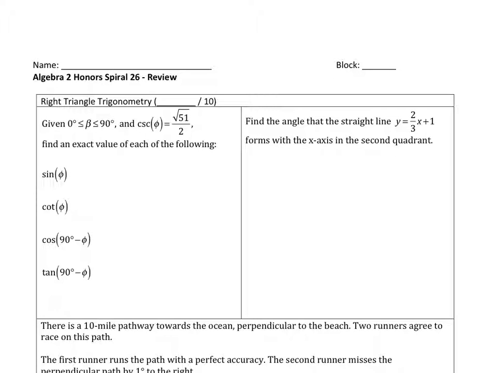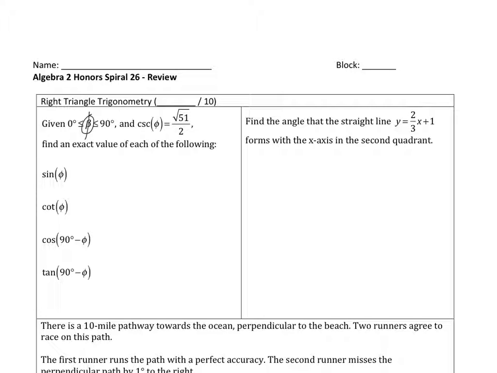Hey guys, it's Spiral Review for Spiral 26, the last spiral of the year. First off, we're going to talk about right triangle trigonometry, and we're going to look at an angle, and this should be a phi, I don't know why it's a beta, between 0 and 90, and we have cosecant of that angle is the square root of 51 over 2.